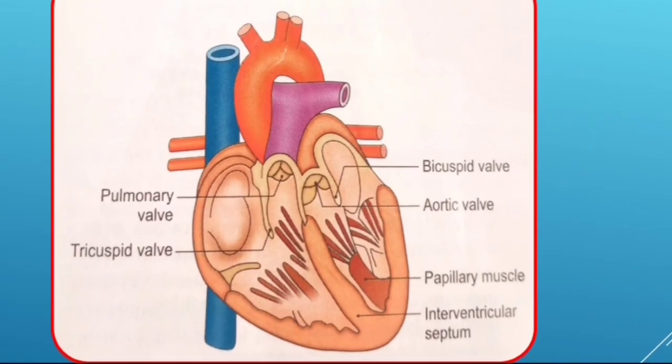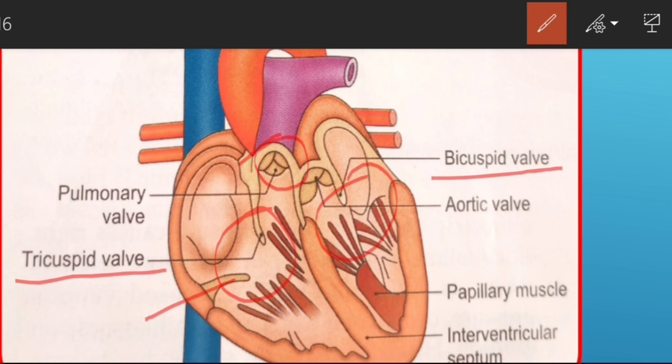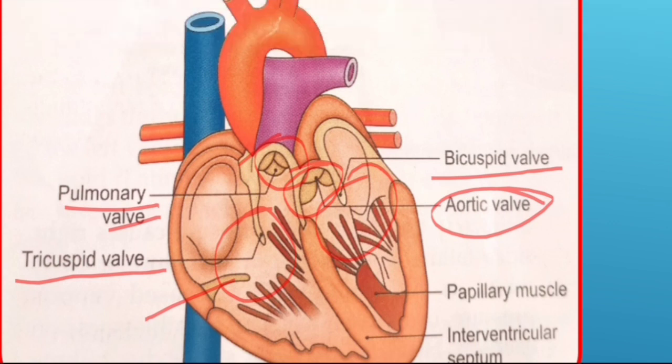So this is known as the AV valve, on both sides. They are situated on both sides, and on the right side it is known as the tricuspid valve, and on the left side it is known as the bicuspid valve. Okay, and the semilunar valve in the pulmonary trunk is known as the pulmonary valve, and in the aorta it is known as the aortic valve. So these are the valves which occur in the heart, right?